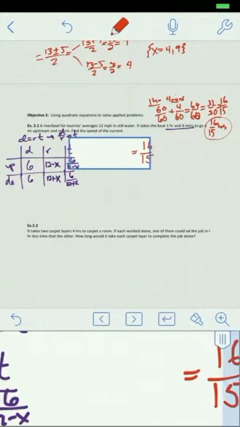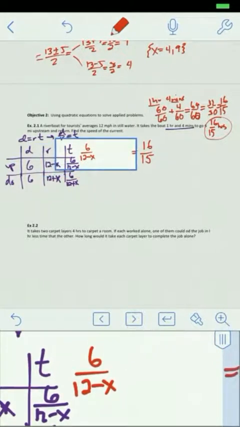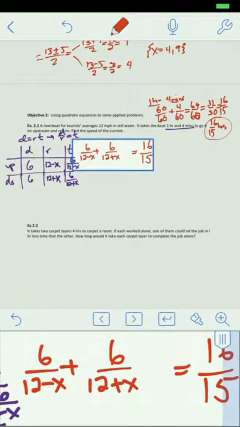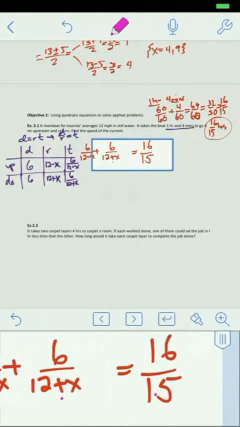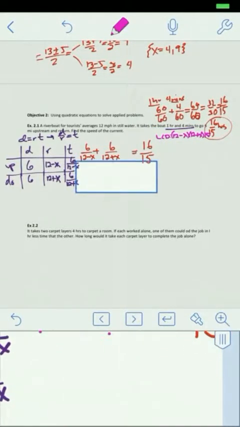That's going to be equal to the time upstream, which was that expression, plus the time downstream, which was that expression, right? And we have our equation. We have translated. Let's go ahead and solve using our quadratic ideas. We have an LCD of 12 minus x, 12 plus x, and 15. So let's multiply each one of these terms by what's missing.